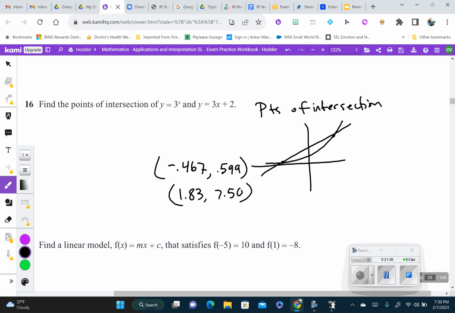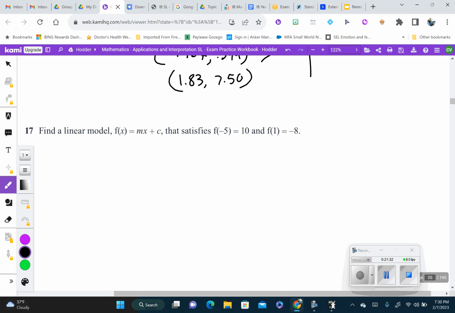Okay, find a linear model. So linear is, we're going to take this number, put it in for x, this number, put it in for y. So I'm going to go ahead and do that. So instead of y, I'm going to put the number 10 here. So 10 equals, I don't know what m is, so I'm going to leave that alone. Our x is negative 5 plus c. And then I'm going to do the same thing for this point. This is our x, this is our y. So I have negative 8 is equal to m times our number right here is 1 plus c.